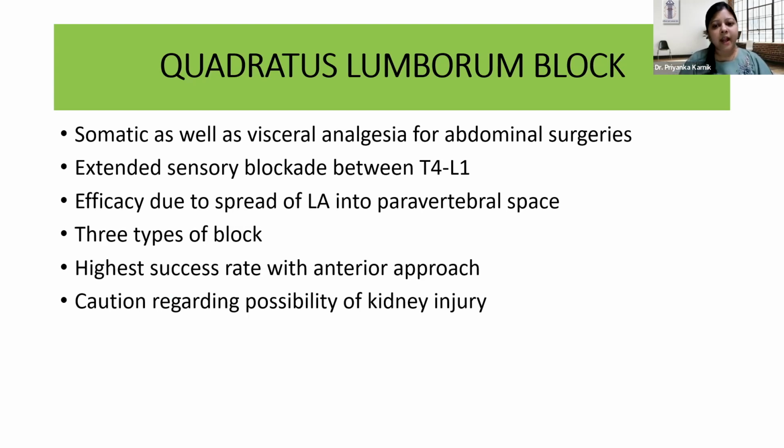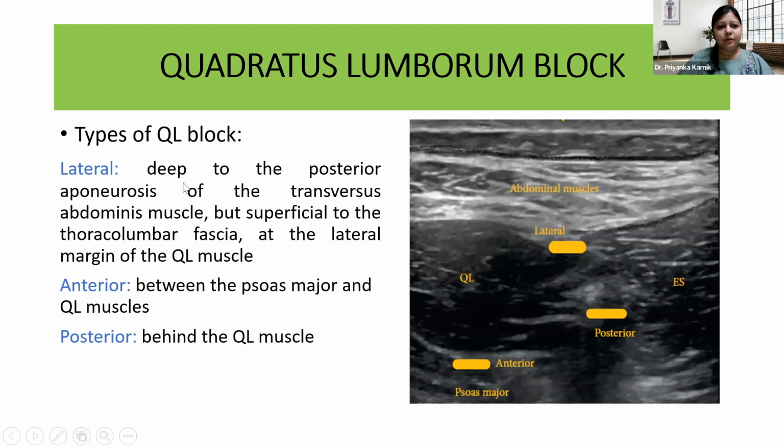The highest success rate is with the anterior approach, but we have to be cautious regarding the possibility of kidney injury. The lateral QL block is where your TAP muscles, that is the abdominal wall muscles, end. The external, internal and transversus will end, and the QL will start. So there you have to give the lateral QL block. The anterior QL block is between the QL and the psoas muscle. Now to remember, the quadratus lumborum is a hypoechoic muscle. So just remember that, and on the basis of that, you will be able to differentiate between the various muscles. And it is anterior. So the posterior QL block is behind the QL muscle.